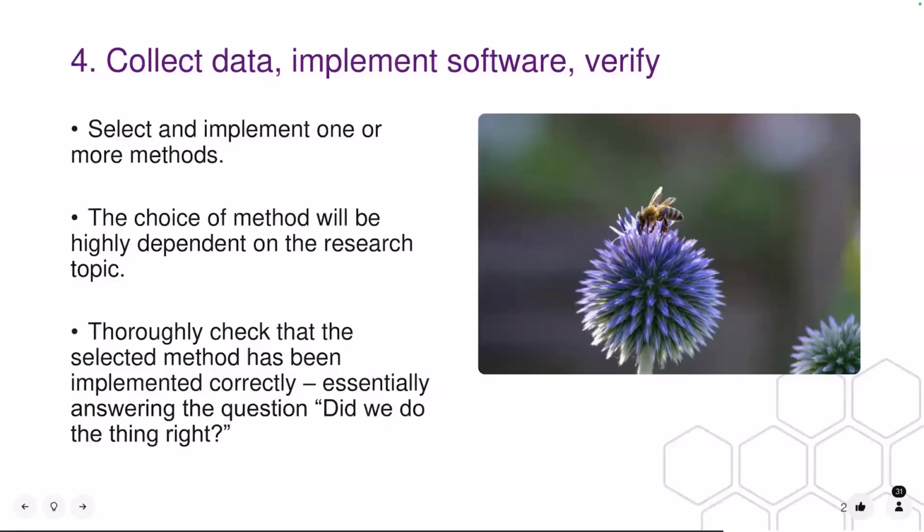And of course, the choice of method is going to be highly dependent on the research topic. But lastly, you need to thoroughly check that the selected method has been implemented correctly. So that's what we mean when we talk about verifying your process or method. It's about answering the question, did we do the thing right? Okay, did we implement this method in the right way?